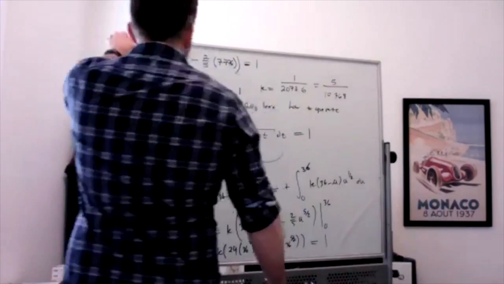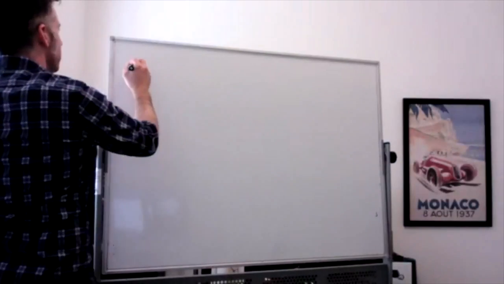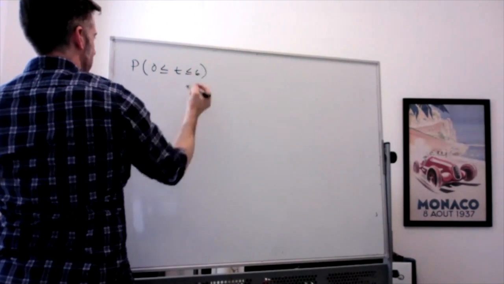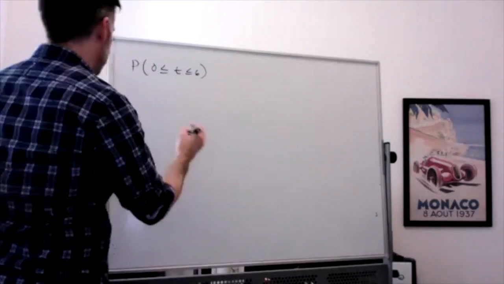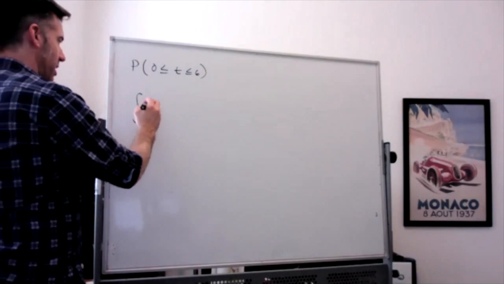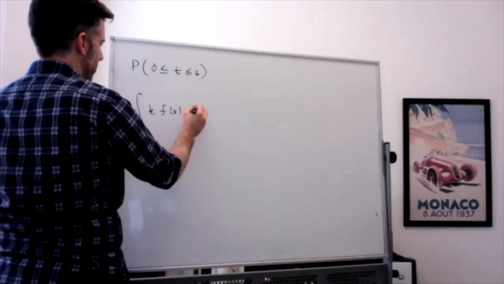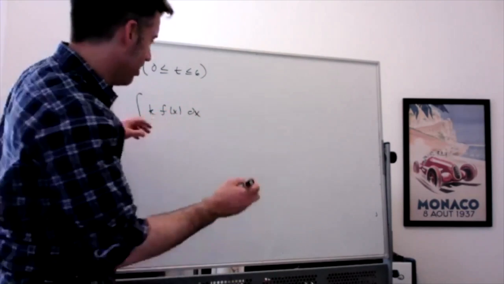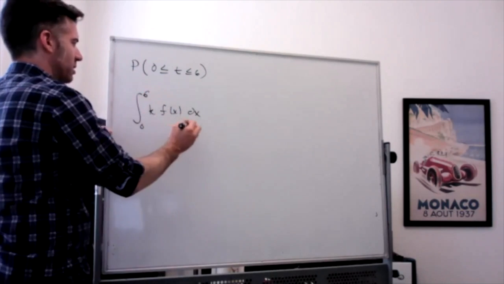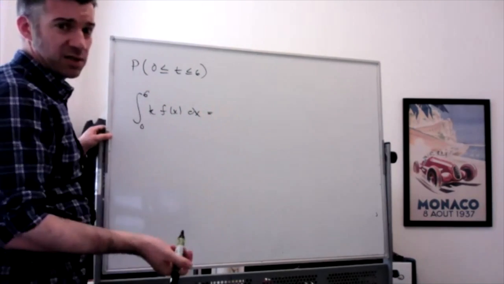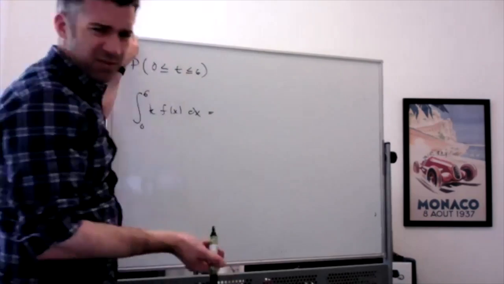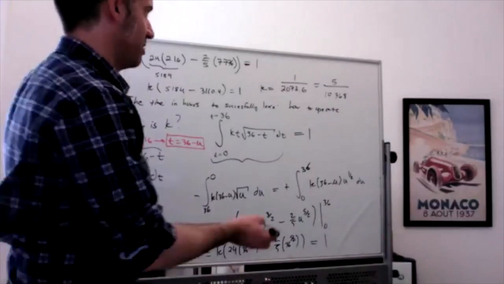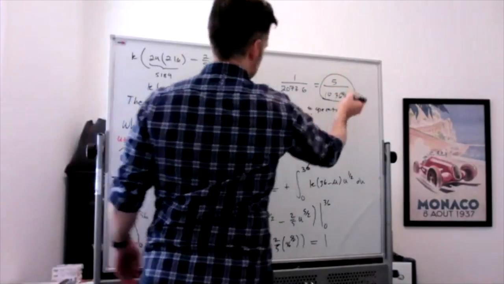So what's the probability that the time is between 0 and 6? We're going to take our integral of k times f of x dx. Instead of doing the integral from 0 to 36, like we just did, we're going to do the integral from 0 to 6. It's going to be kind of gross still. This last problem is a little bit gnarly, I'm not going to lie.